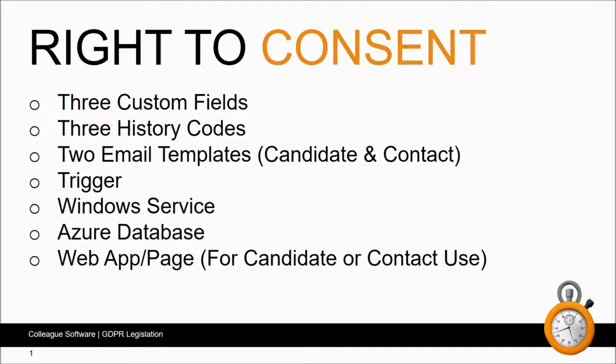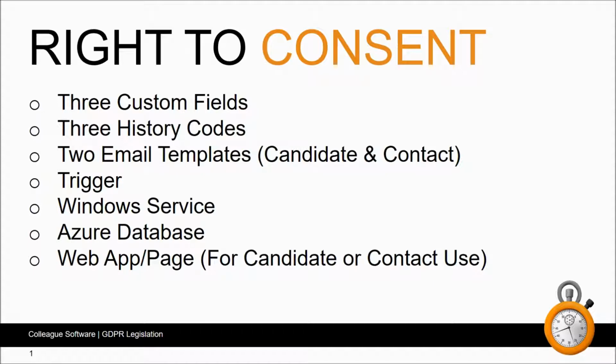That data is then used to map and create a URL specifically, which can be used to take you to a web app or web page, which will allow you then, as a candidate or a contact, to submit your consent or your denial of consent, and also advise your communication preference. And that data then feeds back into the Azure database, which then feeds through via the Windows service back into your Colleague system.